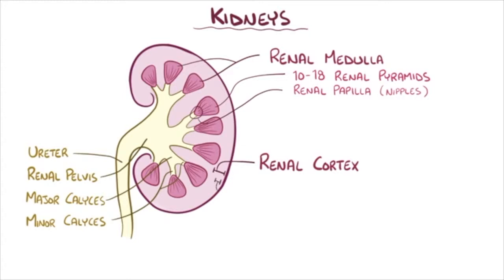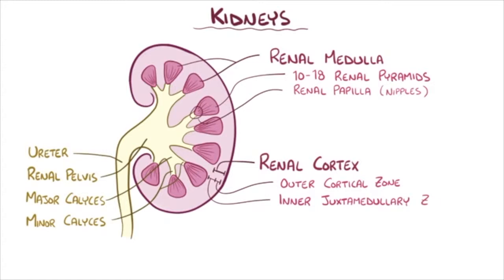The renal cortex can be divided into an outer cortical zone and an inner juxtamedullary zone. There are also sections of the cortex called renal columns, which extend down into the medulla, separating the renal pyramids from each other. Each renal pyramid and the renal cortex above it is called a renal lobe.